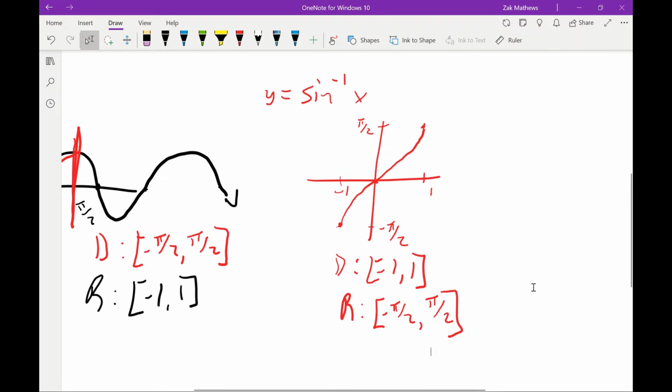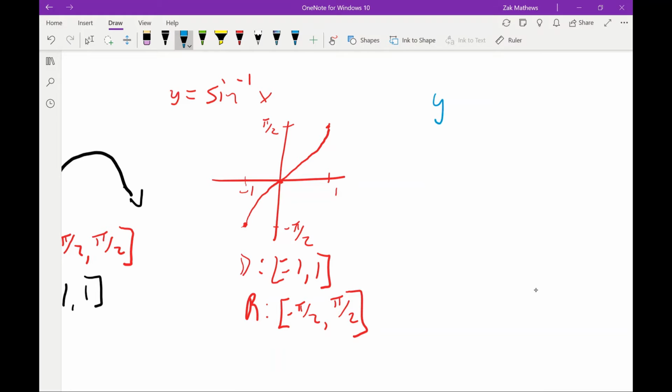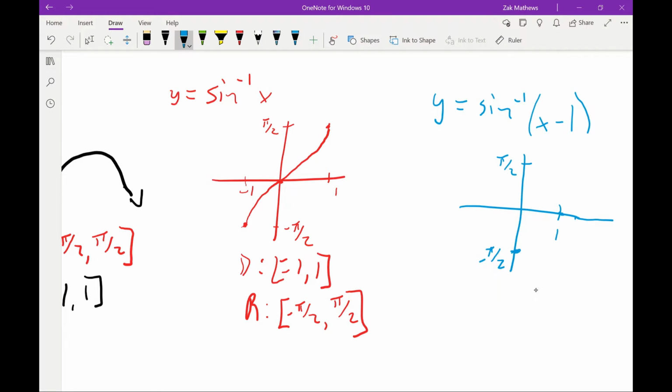I will point out before I move on though, I can apply any of the transformations that we've applied up to this point. So if I had, I'll do it in blue, y is equal to inverse sine of x minus 1. Well, I know that the x minus 1 there is causing a shift to the right by 1. So I'd take all my values from before, I'd shift them to the right by 1. Now we have this point at -π/2, and we'd have a point at 1, 0, and then finally the last point would be at 2, π/2, and we'd have our curve.